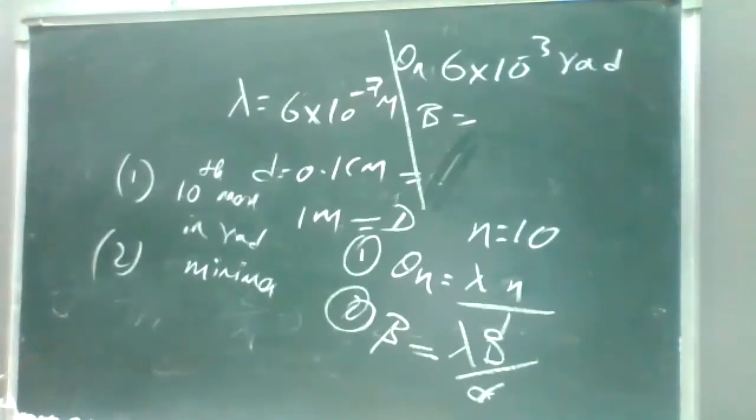Sir, first one 10 to the power of minus 5 only is coming. First one 10 power minus 5 is coming? No ma, 6 into 10 power minus 3 is coming for the first one. Lambda is 6 into 10 power minus 7.